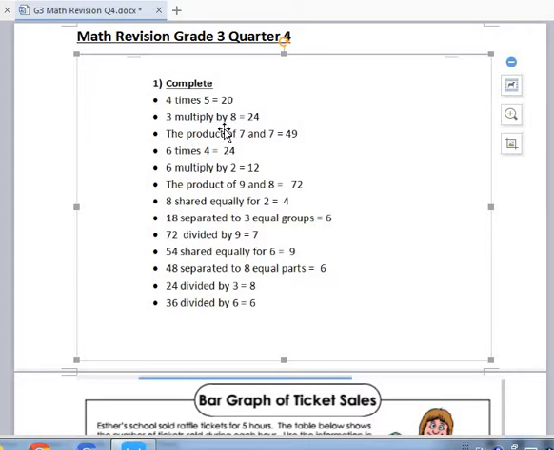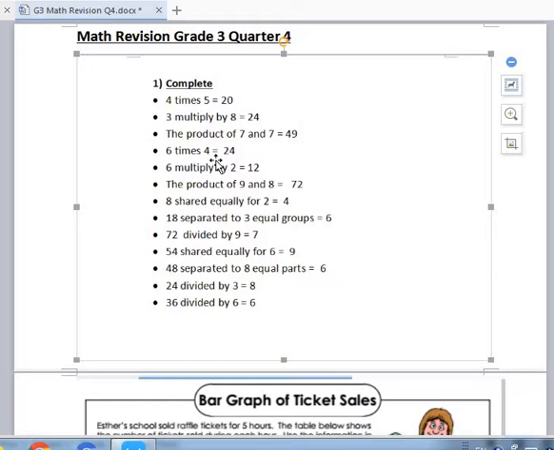3 multiplied by 8. Here 8 is repeated 3 times. So I have here 8 plus 8 plus 8 equal 24, or I can remember now my timetable. 3 times 8 equal 24. The product of 7 and 7, do you remember the product means what? Means multiply. So the product of 7 and 7 means 7 times 7 equal 49.